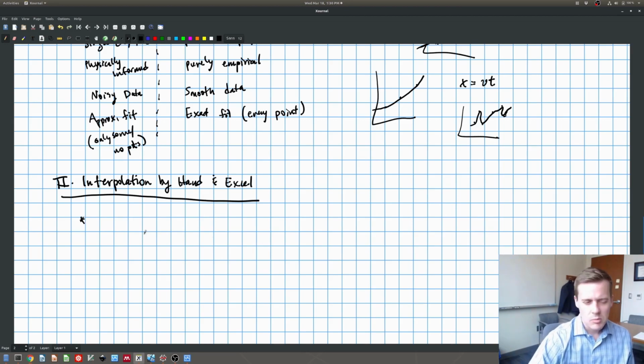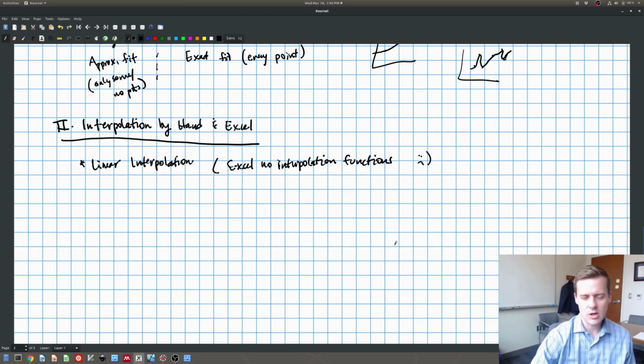Okay, so we are going to learn linear interpolation. Part of the reason we're going to do this by hand is because Excel has no interpolation functions. Which is a bummer. But it's okay, linear interpolation is not that hard.